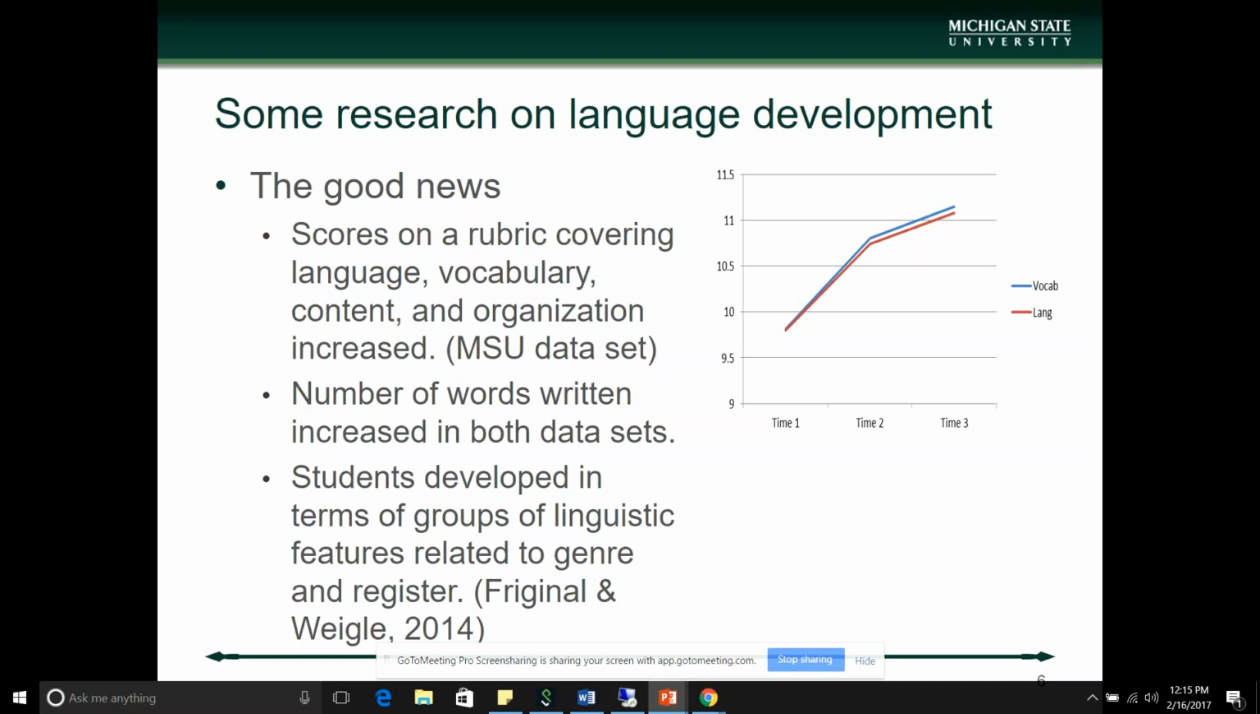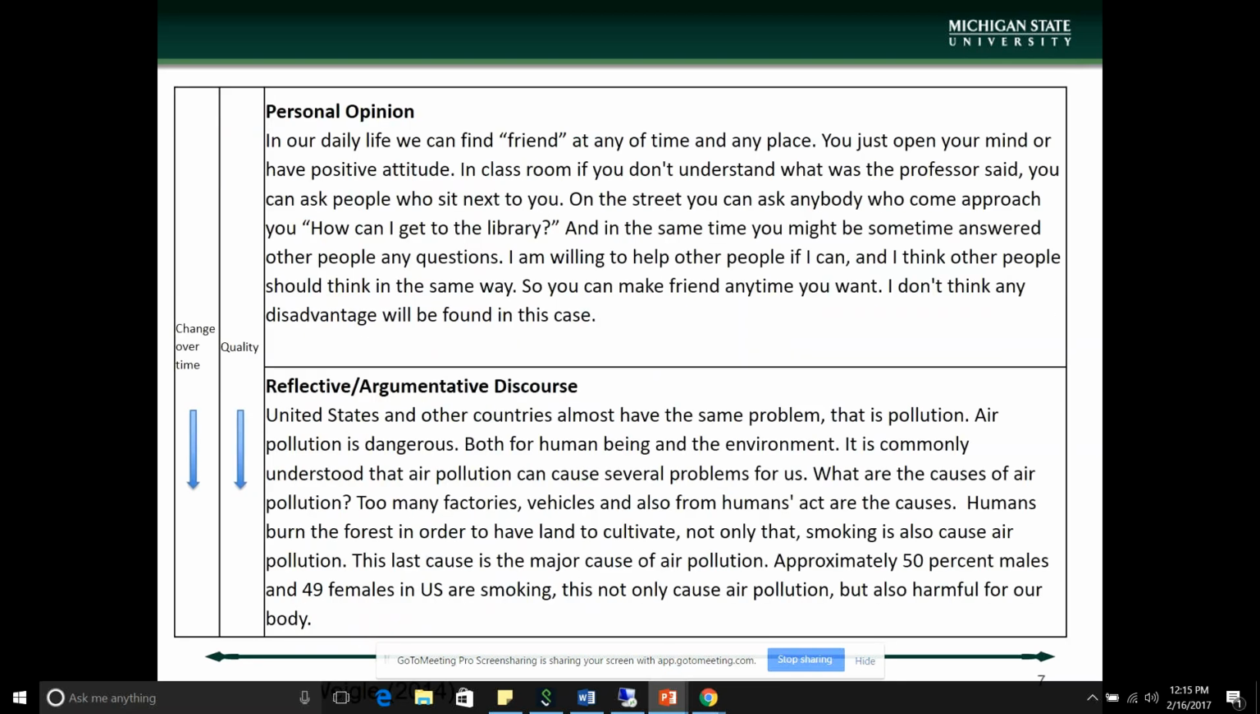What they did is they looked at groups of features of language. Here are two sample essays. The way this data analysis method works is that by looking at different groups of linguistic features, they find some associated with, in this case, personal opinion versus argumentative discourse. There are other dimensions as well, but this is the one I'm showing you. If you look at these two essays, the first one, the personal opinion, had all of the features of an opinion essay, whereas the second one has features of argumentative discourse.